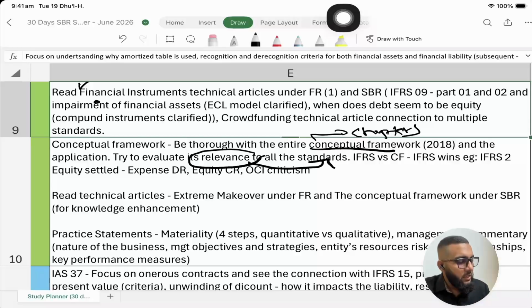All right. Then IFRS versus conceptual framework, how IFRS wins, meaning how IFRS takes precedence over conceptual frameworks. If conceptual framework says something, while IFRS, the standard itself, says something else. Now, for example, IAS 37 liability definition is different from conceptual framework 2018's liability definition. For IAS 37, the definition remains as per the standard. So in those cases, standards take the precedence.